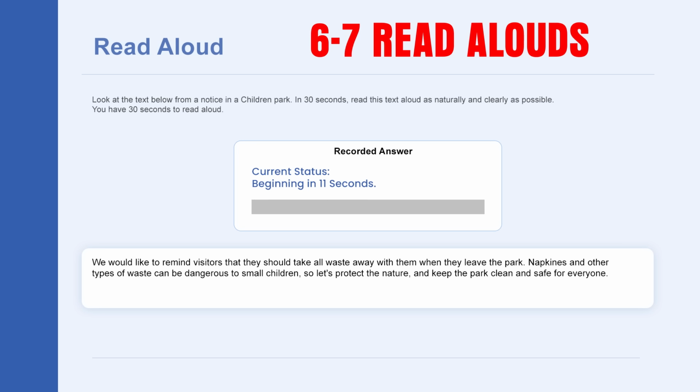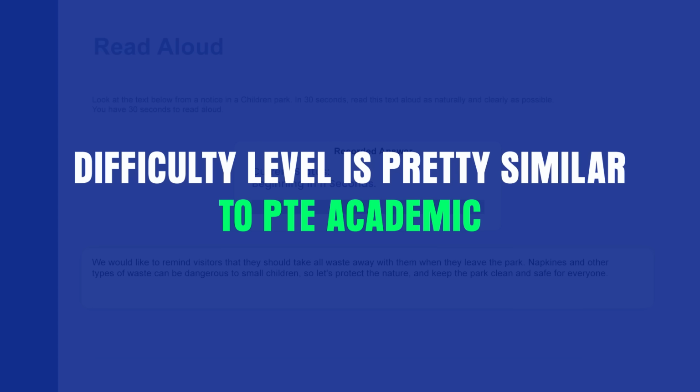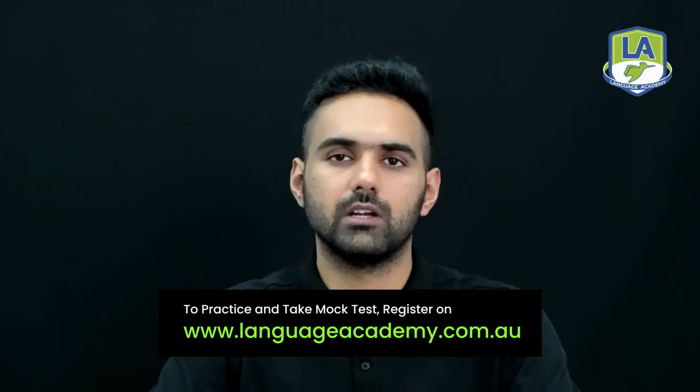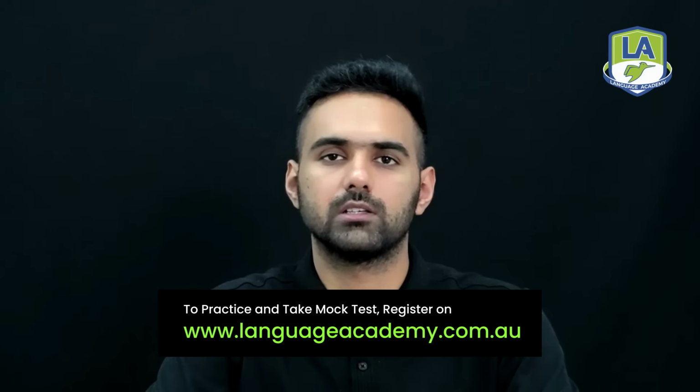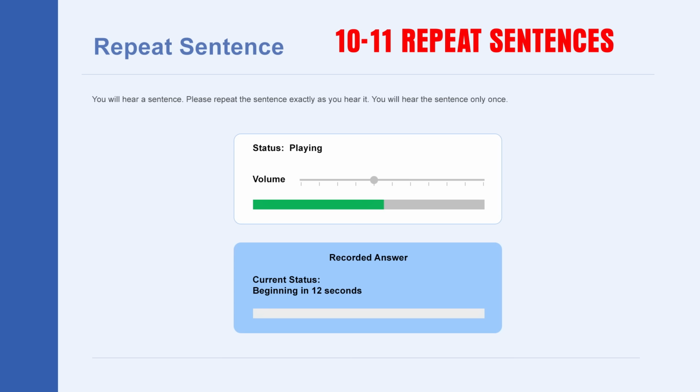The very first question type is read aloud. You will get 6 to 7 read alouds in the test. The difficulty level is pretty similar to PTE Academic. I even had questions which I had previously in the PTE Academic test as well. So to practice read aloud for PTE Core as well, you can practice from the websites which offer PTE Academic practice questions. You get 6 to 7 questions, pretty easy. Second, repeat sentence. I got 10 or 11 repeat sentences. Everything was moderate length. I found repeat sentences comparatively easier in PTE Core. All the sentences were around 10, 11 words. So it was pretty easy to do.